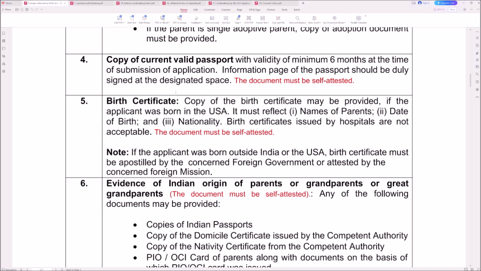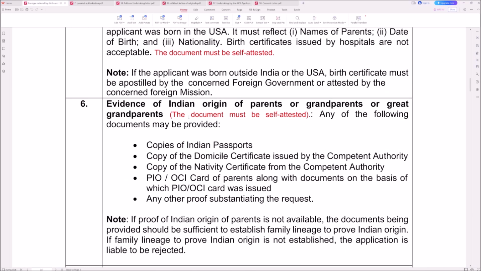Next comes the birth certificate. Many people ask me whether it has to be original birth certificate. No, it can be a copy of the birth certificate, or you can also provide original birth certificate if you have multiple original birth certificate copies. It must reflect all the details of the applicants, like the name of the parents, date of birth and nationality. And again, the document must be self-attested. It means that the signature of both mother and father need to be present at the bottom of each page.